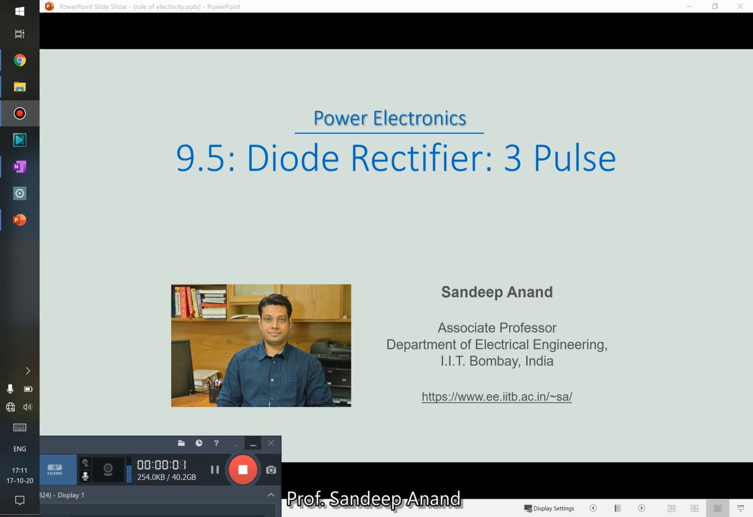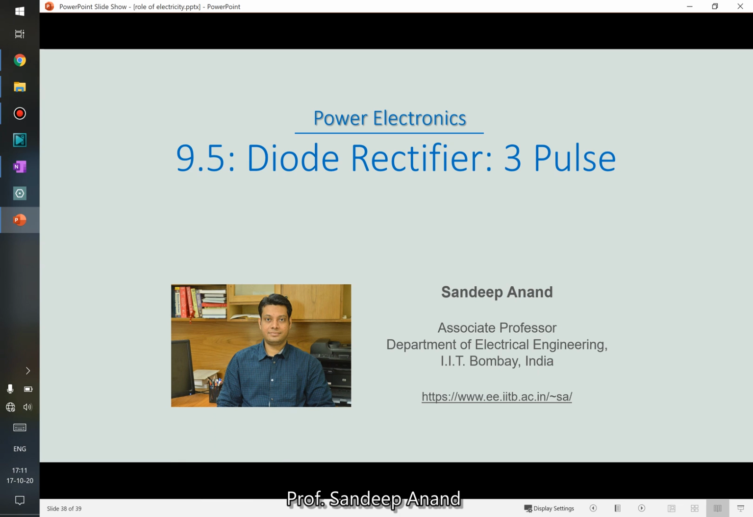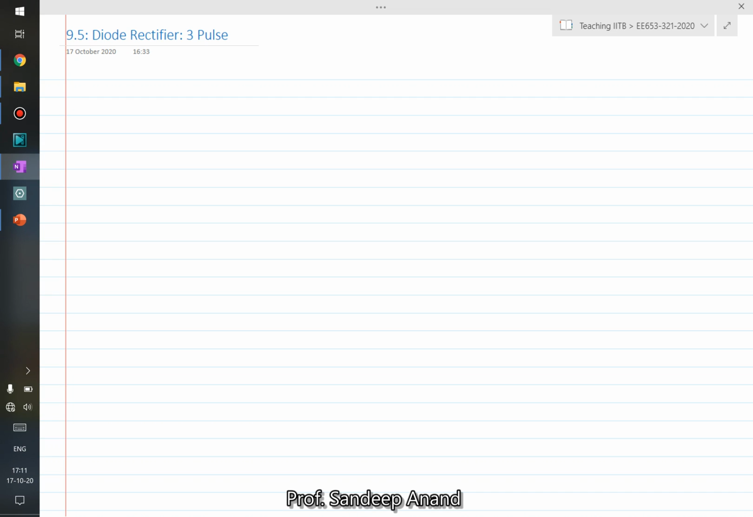Okay, so let's just see. We have covered single phase rectifier circuits. Let's see some three phase rectifier circuits, right? So the first circuit that we are going to talk about is a three phase, three pulse rectifier circuit. We already saw what a two pulse was, right? A full bridge rectifier circuit was a two pulse because the output voltage had two pulses in it.